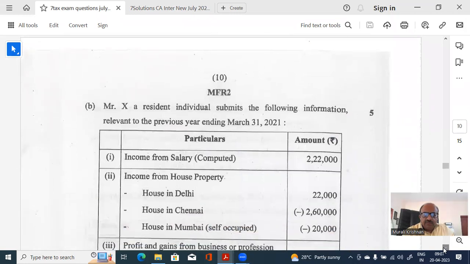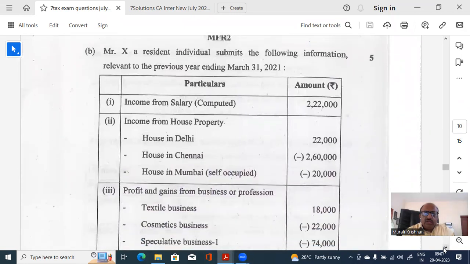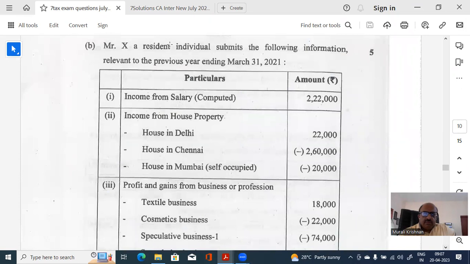Again, 5 marks. What is it? He submits the following information. Salary, 2,22,000. House property in Delhi, Chennai, self-occupied. So this is 22,000 minus 2,50,000 minus. So 2 lakh. Now, what is it? This is for set off. Only for the purpose of set off problems. Purely set off. Set off and carry forward.